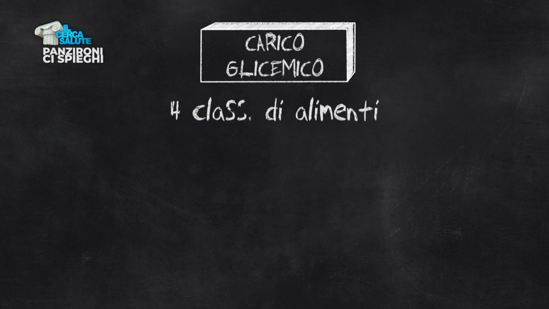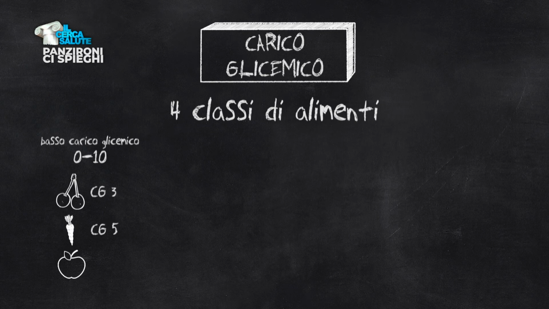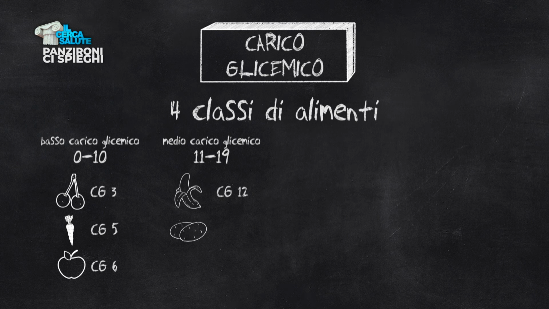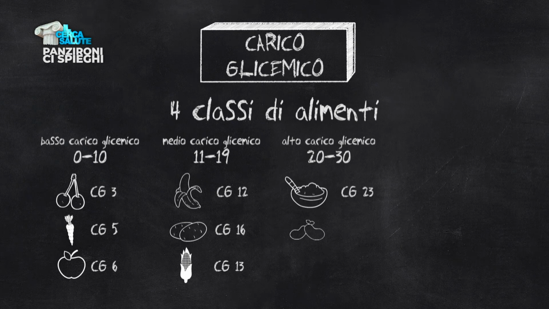Foods are divided into 4 classes. Low glycemic load if they are in the range between 0 and 10, in which we find, for example, cherries with 3, carrots with 5, the apple with 6. Medium glycemic load foods are in the range between 11 and 19, in which we find, for example, bananas with 12, steamed potatoes with 16, sweet corn with 13. High glycemic load foods are in the range between 20 and 30, in which we find, for example, polenta with 23, black beans with 26, fettuccine with 29.